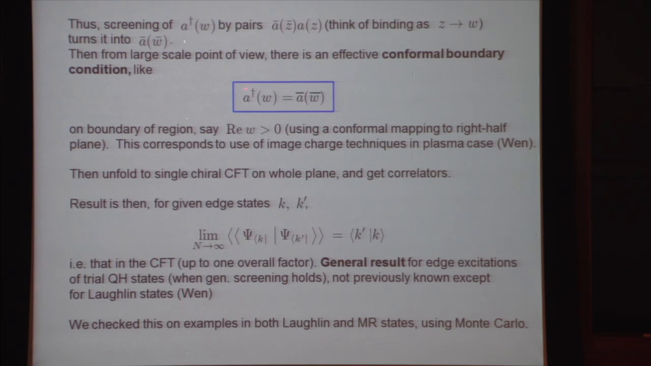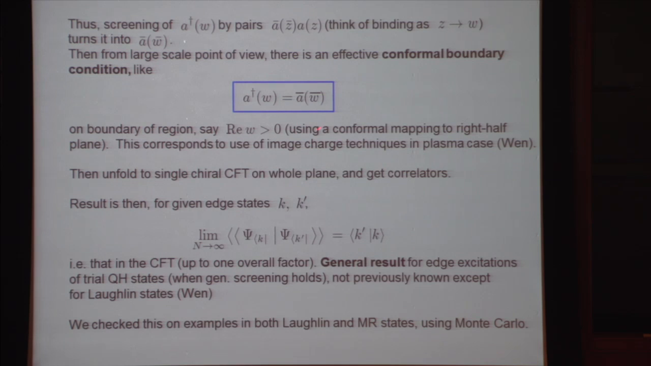Okay. And this corresponds closely to the arguments that Xiaogang used in his old paper, in which he was using screening arguments and image charge methods in electrostatics to make the arguments in the Laughlin plasma. So what it now means is that although we have right moving and left moving fields, we have a non-chiral CFT in the exterior region. They're connected by this boundary condition on the boundary.